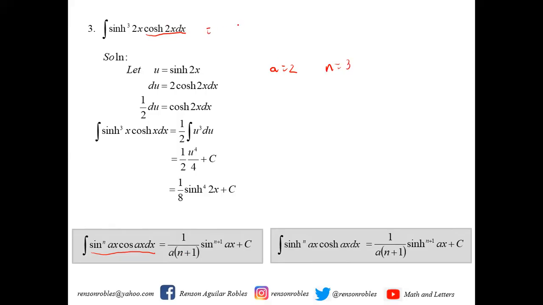So this can now be written as 1 all over, following this formula, 2 times 3 plus 1, then you copy hyperbolic sine, then 3 plus 1, then you just copy the parameter 2x, and then you add c. And then this can now be written as 1 over 3 plus 1 is 4 times 2, that's 1 over 8, sinh, then 3 plus 1 is another 4, then you just copy 2x, and then you add c. And I think we get the same answer.